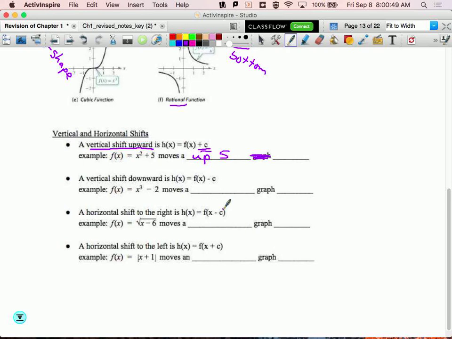So in your groups, I want you to go ahead and fill in what you know about it. If you don't know what's happening, take the original graph like the x cubed or the square root or the absolute value, type it in without the plus or minus number, and then type in the new one that's there. See what's happening and just write it down.